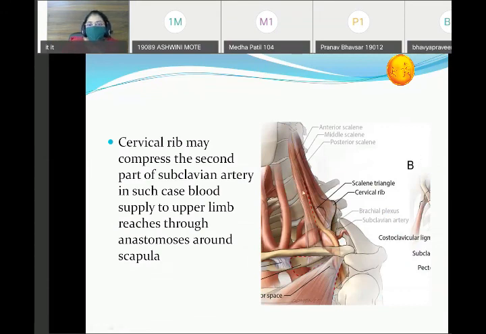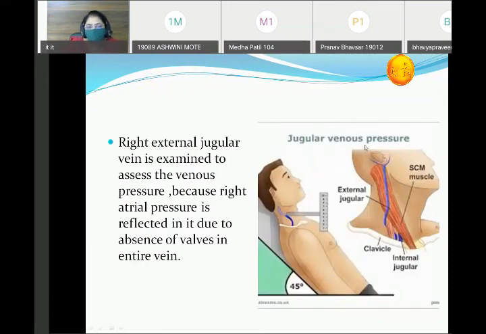Then this is the cervical rib, which may compress the second part of the subclavian artery. In such a case, the blood supply to the upper limb is reached through the anastomosis around the scapula. This was again studied in the thorax: with a cervical rib, the anastomosis around the scapula can provide collateral circulation. During the superior extremity, we studied how this collateral circulation happens.